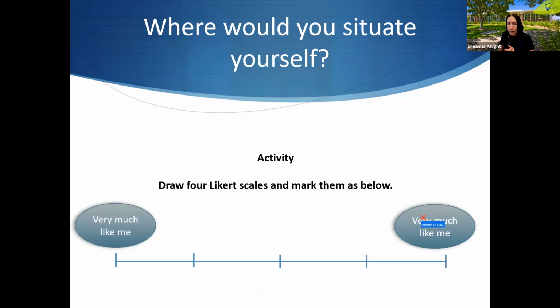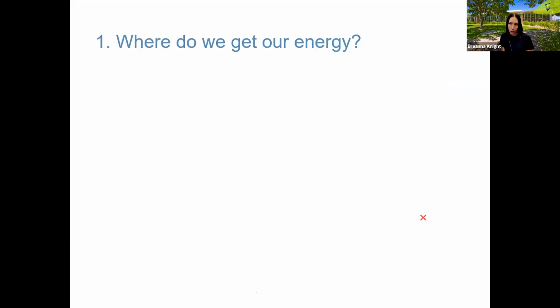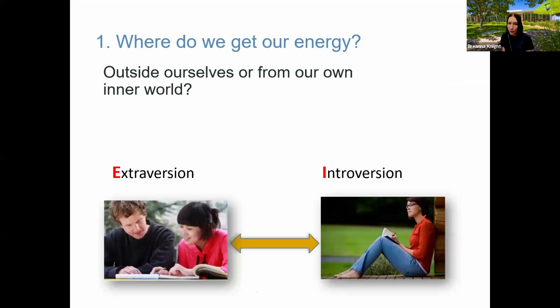So I'm going to do this one a little bit differently. I'm just going to give you the words first and see where you think you are. Then I'm going to explain them a little more because I think sometimes the words are a bit deceiving. So I want to see what you think. So our first question is, where do we get our energy from? Outside of ourselves or our own inner world? And this is the extrovert versus introvert scale. You've probably heard of this one before. It's pretty popular. But just with that little bit of info, pop on there where you think you are.